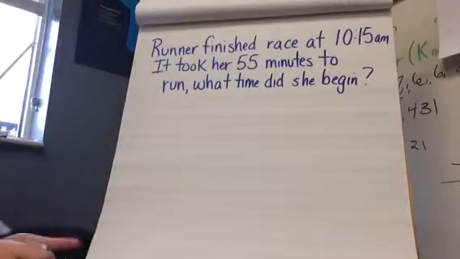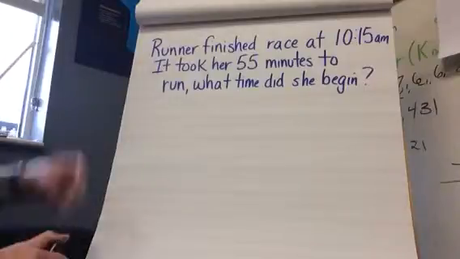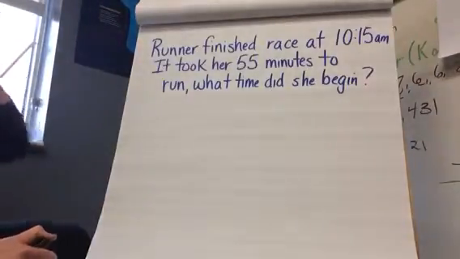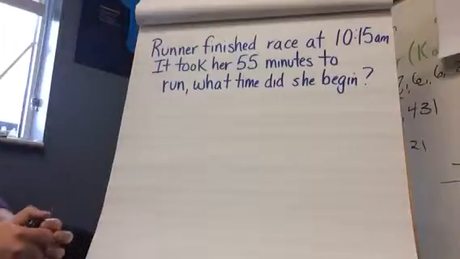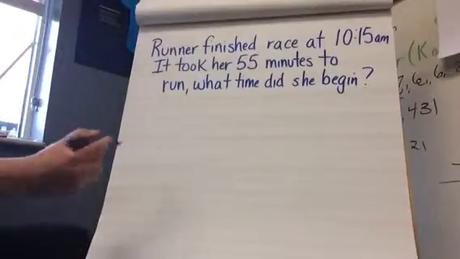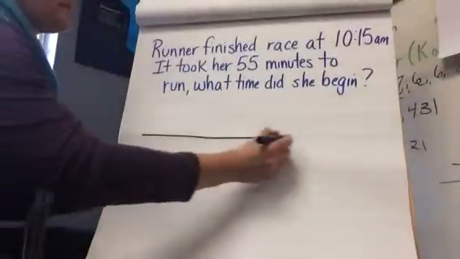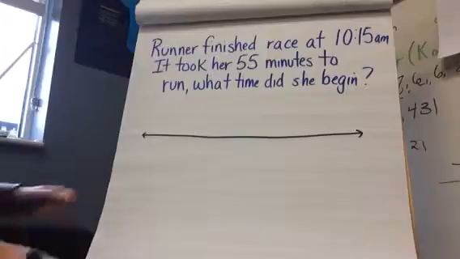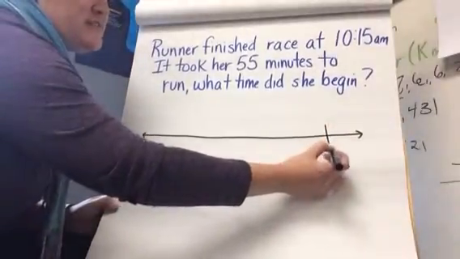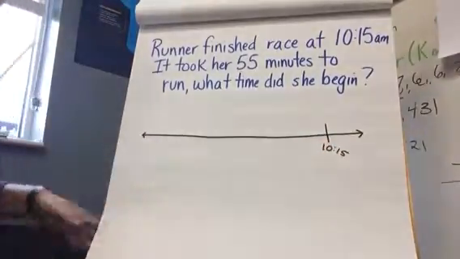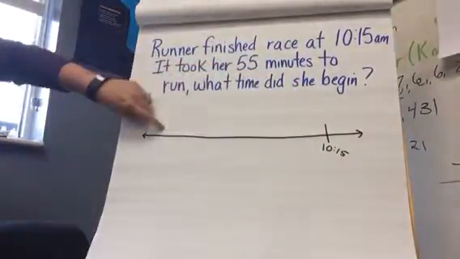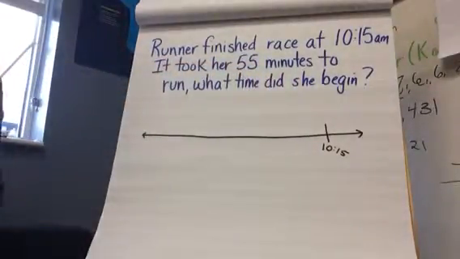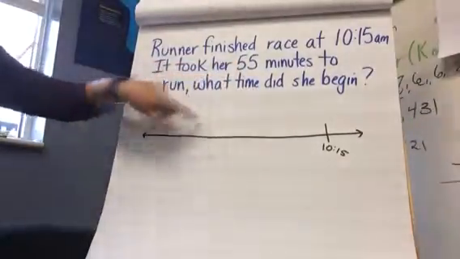the removal strategy. If we're presented with this problem, a runner finished a race at 10:15 a.m. It took her 55 minutes to run. What time did she begin? So I'm going to draw a number line, and I'm going to put the information that I know. I know that she finished at 10:15. Which means I also know that I'm going to be moving back in my number line to a time that she began, which occurred in the past. To do that, I also know I need to move back 55 minutes.